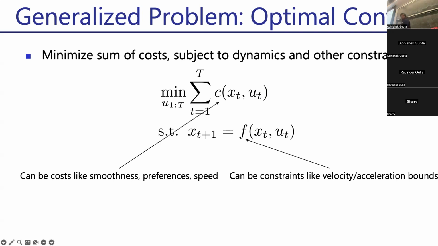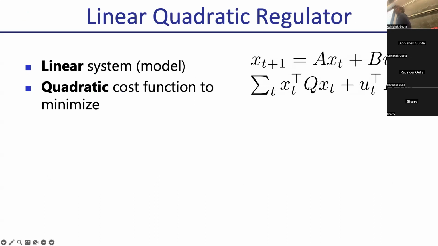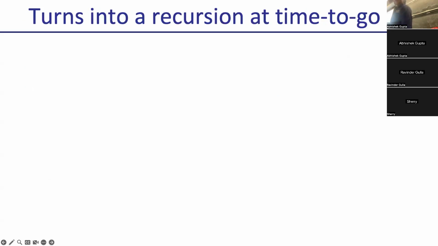Right? So to recap, LQR is an optimal control problem where the dynamics F are linear and the cost function C is quadratic. And so the general LQR system looks something like this. Right. And so what we did last class, just to recap, does everyone remember what we did last class?